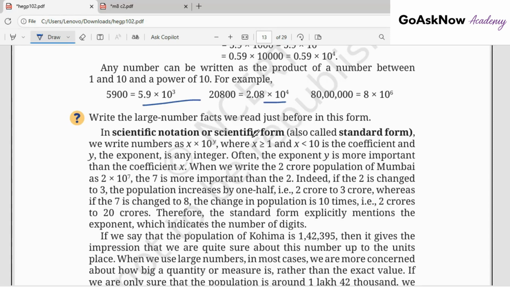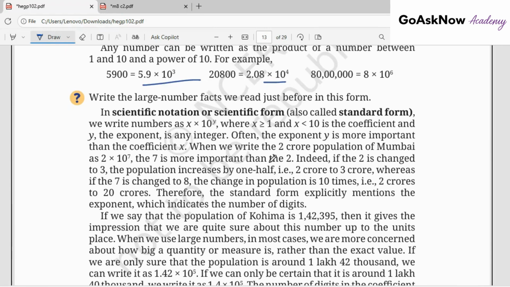In scientific notation, or scientific form, also called standard form, we write x into 10 power y, where x is greater than or equal to 1 and less than 10 and is the coefficient, and y, the exponent, is an integer. Often the exponent y is more important than the coefficient x. When we write the 2 crore population of Mumbai as 2 into 10 power 7, the 7 is more important than the 2. Indeed, if the 2 is changed to 3, the population increases by one half. That is 2 crore to 3 crore. Whereas if the 7 is changed to 8, the population changes 10 times. That is 2 crores to 20 crores.